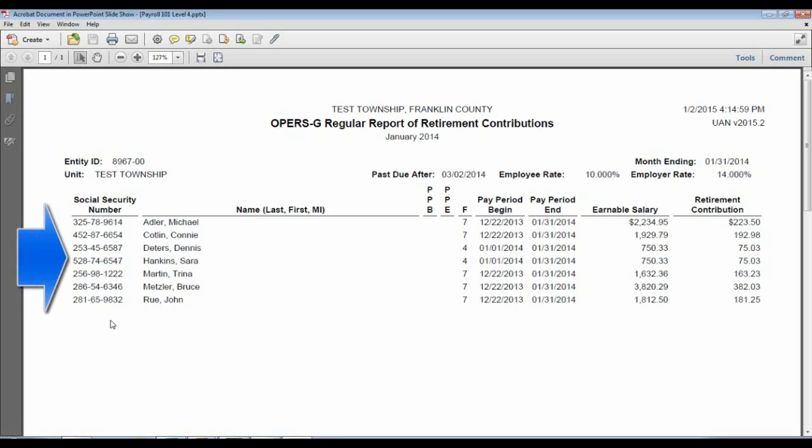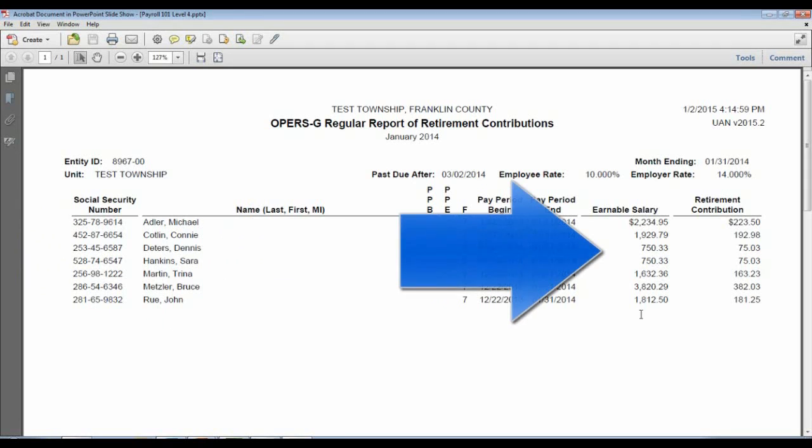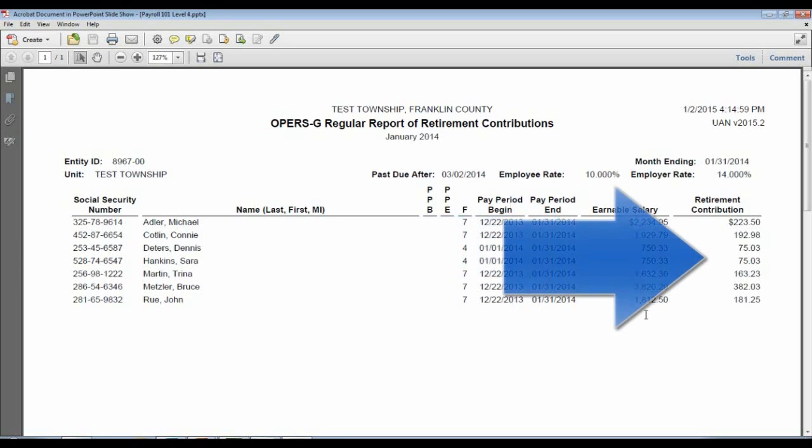Social Security number is required for each employee, and then the employee's name. Employees must be listed in alphabetical order by last name, first name, and middle initial. Full legal names should be used. The earnable salary column. An employee's total earnable salary during the payroll period covered by the report is listed here. Earnable salary was discussed in Level 3. Retirement contribution column. This is the amount deducted from the earnable salary that is to be paid to OPERS.